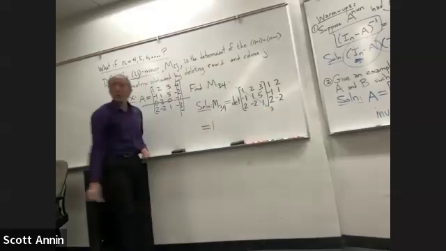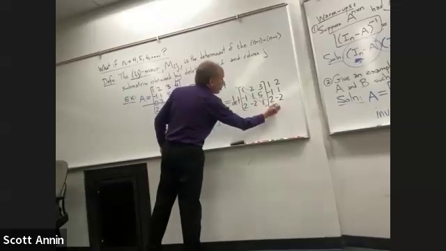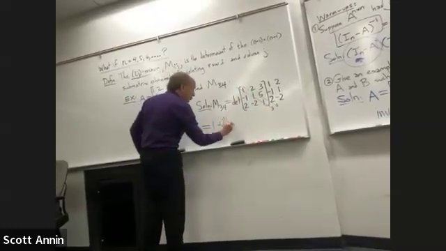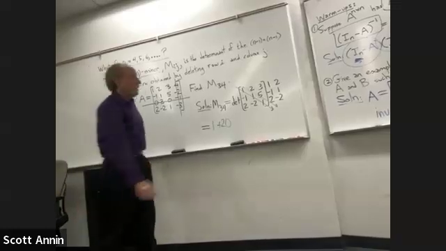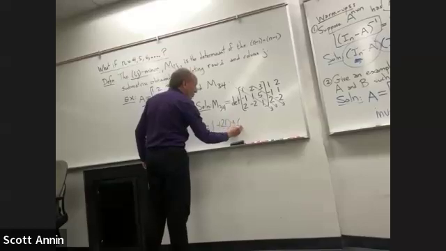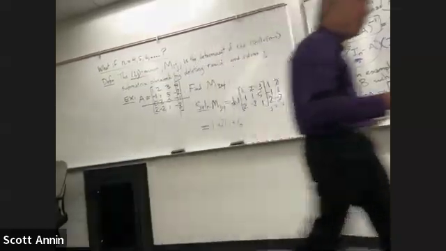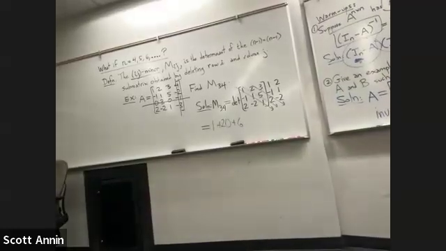1 times 1 times 1 is 1. And then plus the next arrow is 2 times 5 times 2, which is 20. And then the next arrow is 3 times -1 times -2, which is actually 6. Okay, so those are the blue arrows. Those all have no sign changes with them.